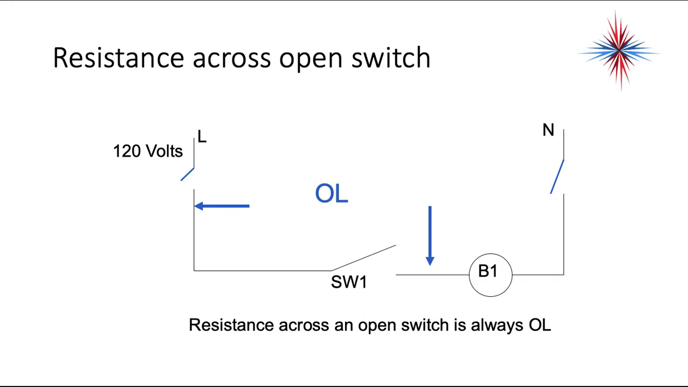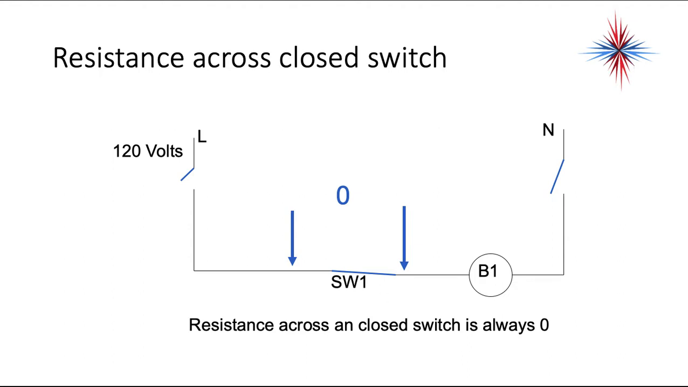So again, we make sure that the system is disconnected and we take a resistance across the switch. Resistance across an open switch is always infinite, or OL. Resistance across a closed switch is always 0. You have two choices: infinite, which is OL, or 0. Open switch is infinite, closed switch is 0.